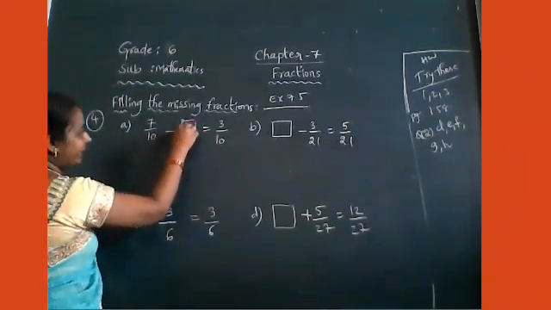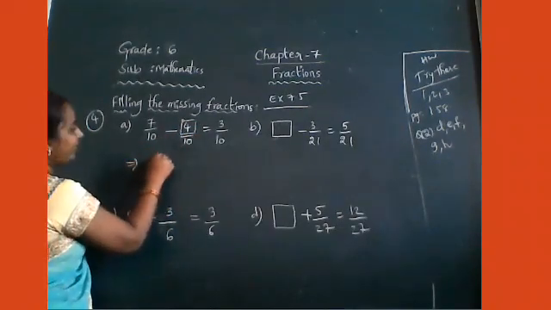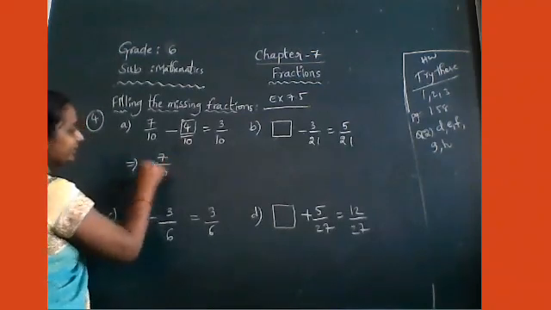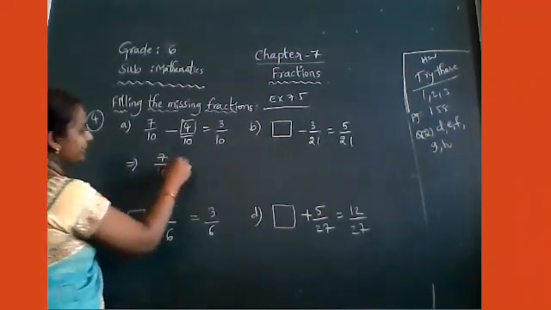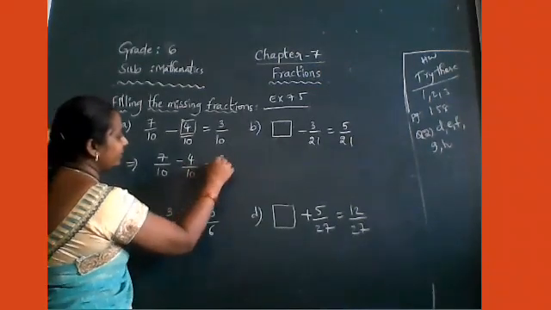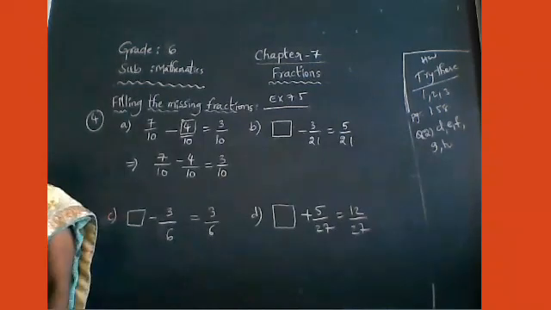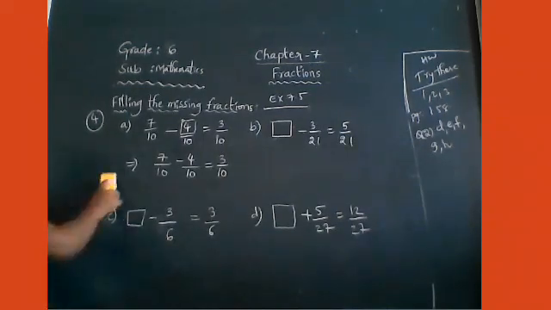4 by 10. Very good. So how? Here it is already 7 by 10. If you take minus 4 by 10, then you will get 3 by 10. Okay? So otherwise I will tell you the simple method.